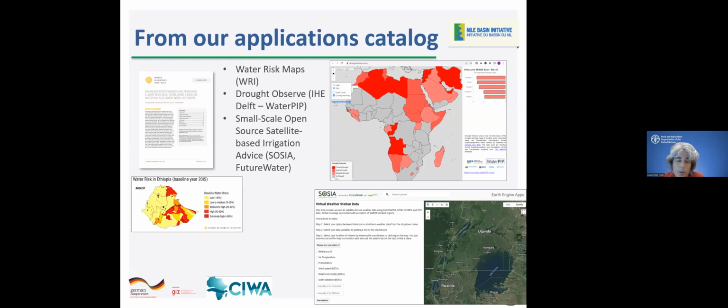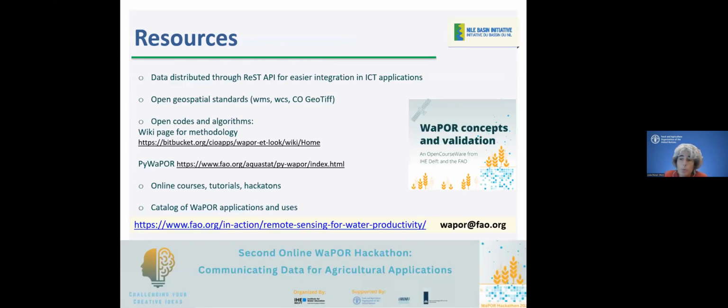So it's a drought monitoring system that is based on Google Earth Engine, because the data can also be retrieved through Google Earth Engine. And for example, Future Water is using it for delivering advisory services to small scale farmers in Uganda and Rwanda, I think. So these are all examples of other people using the data in the Nile Basin that might be of interest. So I'll just conclude with one last slide about some resources that are available for users.